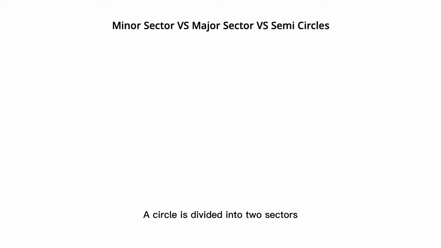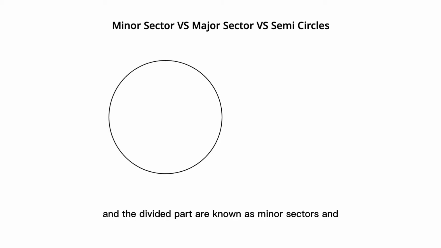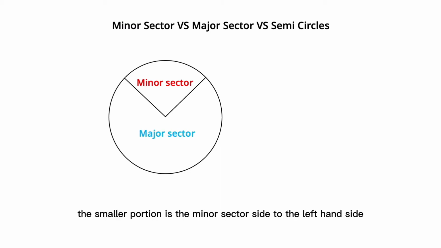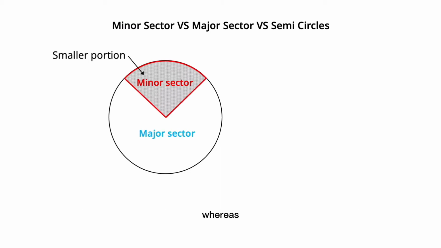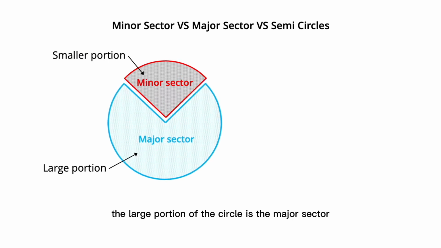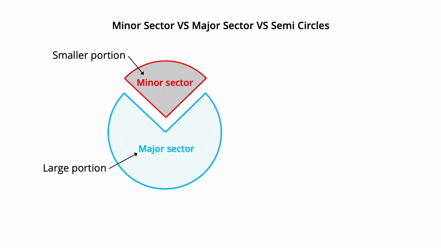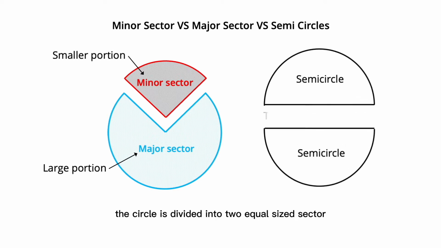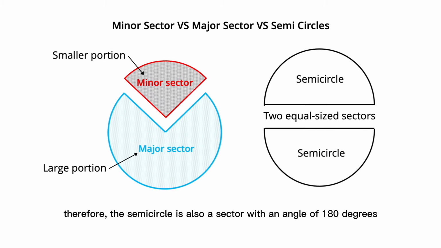A circle is divided into two sectors, and the divided parts are known as minor sectors and major sectors. The smaller portion is the minor sector, whereas the large portion of the circle is the major sector. In the case of semicircles, the circle is divided into two equal-sized sectors. Therefore, the semicircle is also a sector with an angle of 180 degrees.